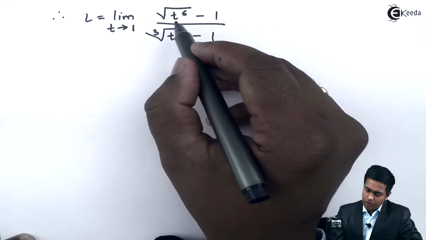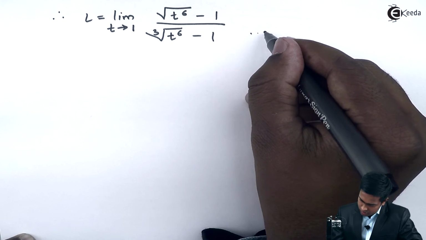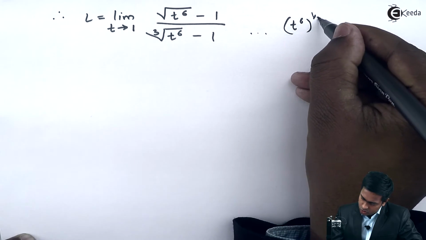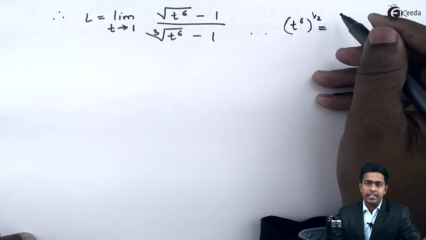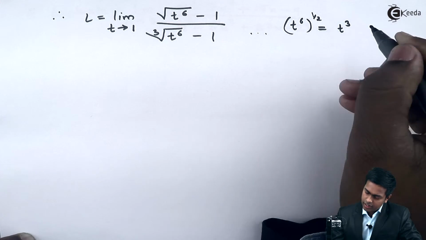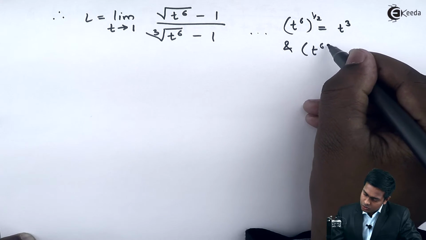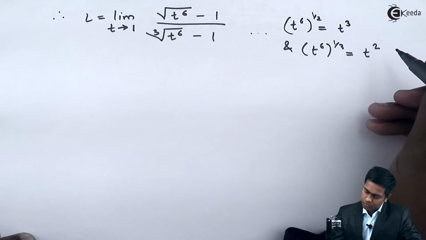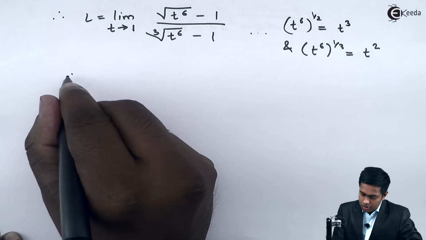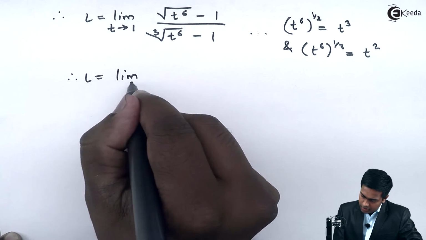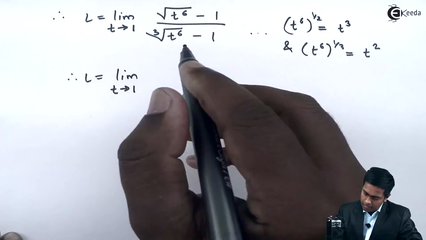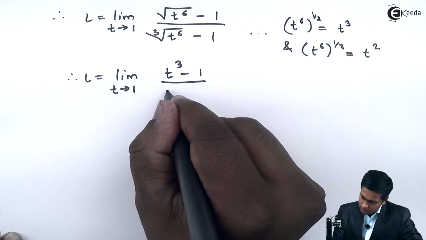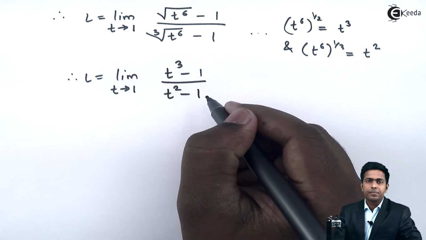Now let's find out the value. t raised to 6 raised to half, by the law of indices, will give us t raised to 3, and t raised to 6 raised to 1 by 3 will give us t raised to 2. So it will become limit t tends to 1, t cube minus 1 upon t square minus 1.